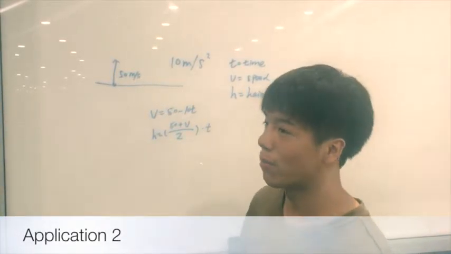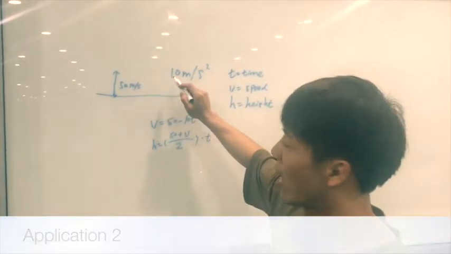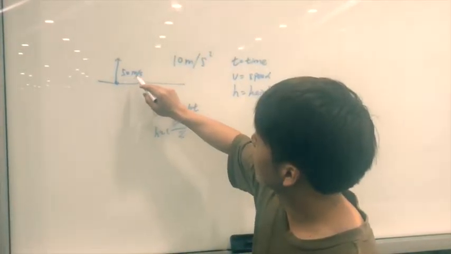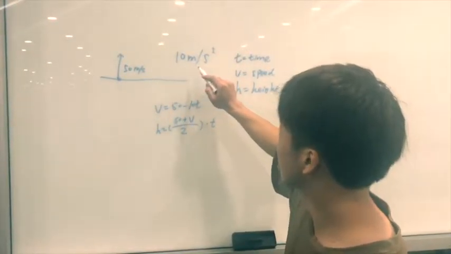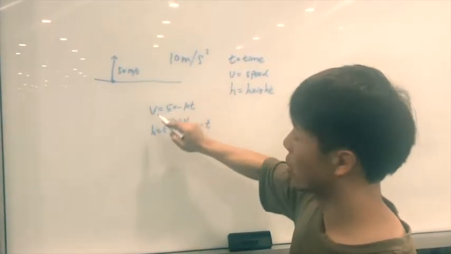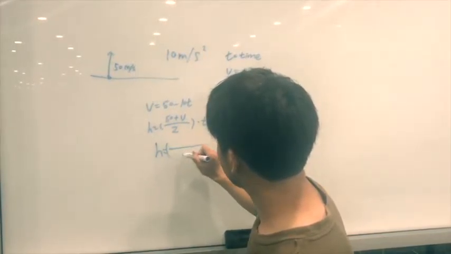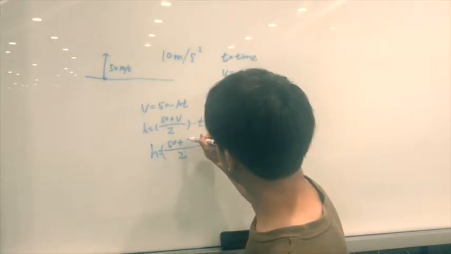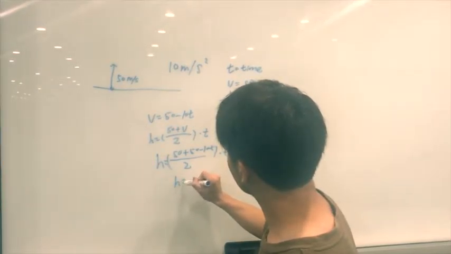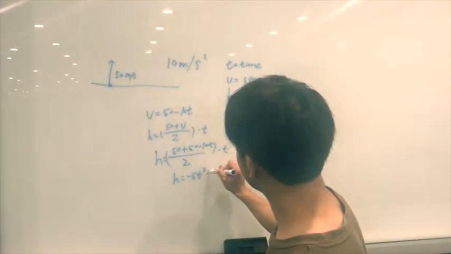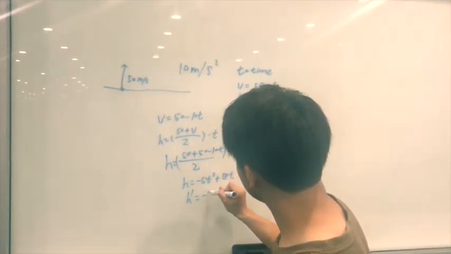I'm going to give another example. For example, I throw a ball upward, and I want to find the maximum height. The initial speed of the ball is 50 meters per second, and the acceleration of gravity is 10 meters per second squared. So we have two equations. We bring v into the second equation, so h equals minus 5t squared plus 50t.